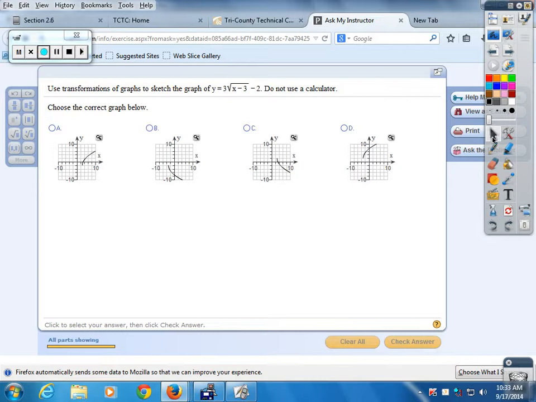Well, let's go through and deduce. This positive 3 tells us that it's going to look like the square root of x looks like this, right? Which one does not look like this? C and B. So they're out. That leaves this one and this one. Which one is 3 to the right and 2 down? And that's your answer.